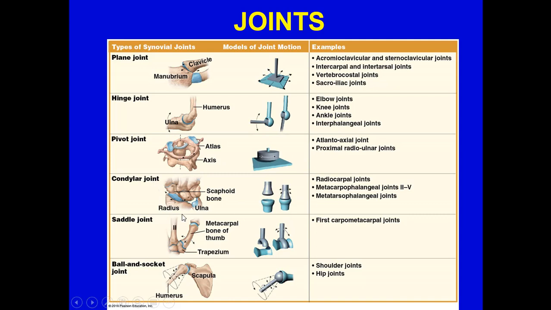The condylar joint, which you can see between the radius, the ulna, and the scaphoid bone here. Really, it's the scaphoid and the radius. And then the saddle joint, which you have the metacarpal bone of the thumb against the trapezium. Finally, the ball and socket. In this case, they're using the shoulder joint, which would be the scapula and the humerus.